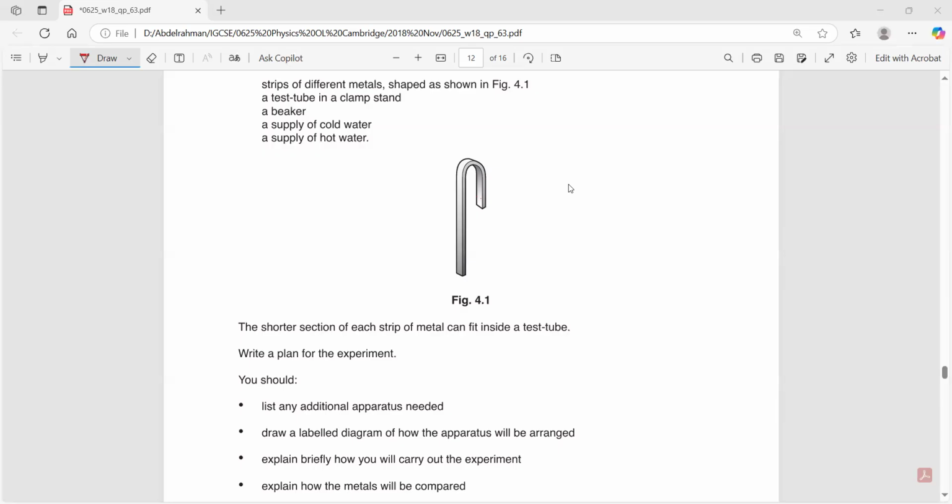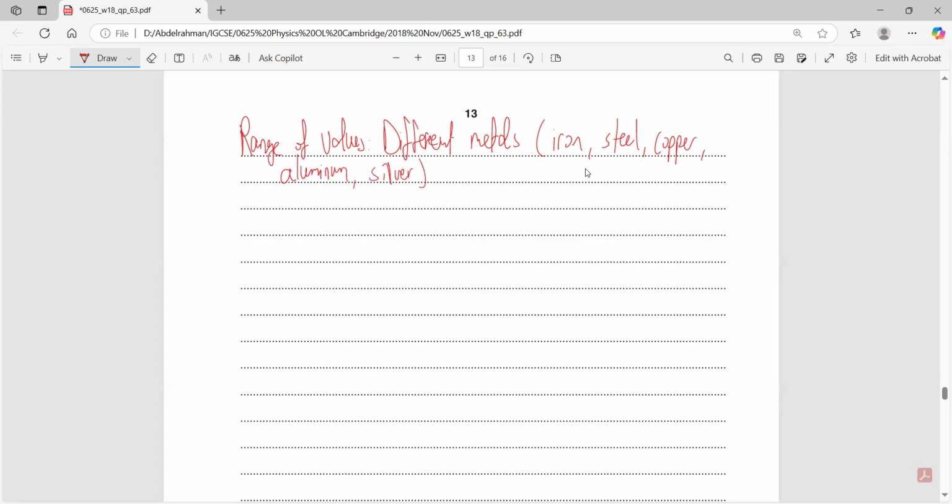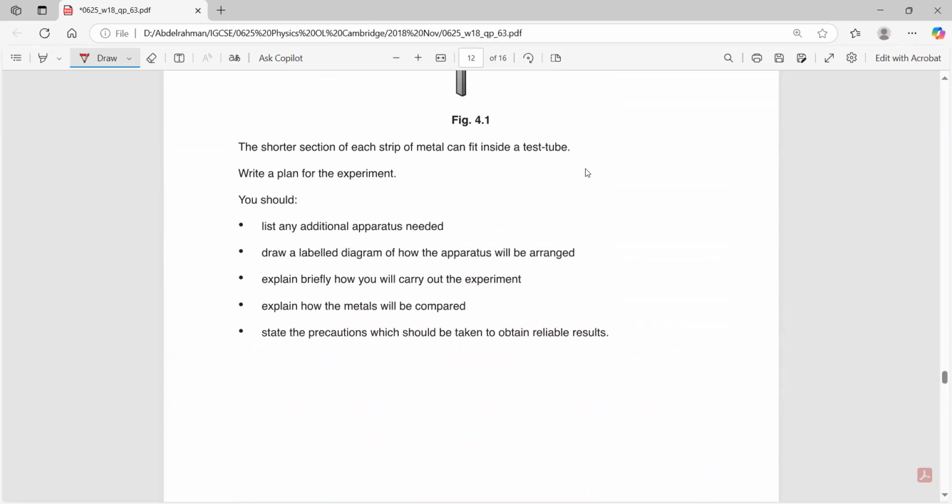So how can I do this? First of all, what is the range of values? What is the thing I'm changing? What is the independent variable for this question? I'm changing different metals, right? I need to state just 5 different metals. You can say iron, steel, copper, aluminum, silver. So this is the range of values, the thing you are changing.